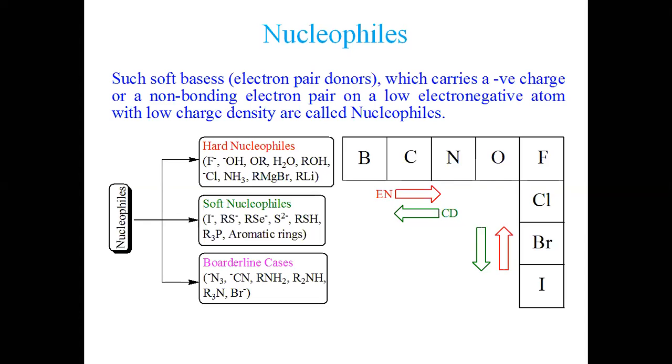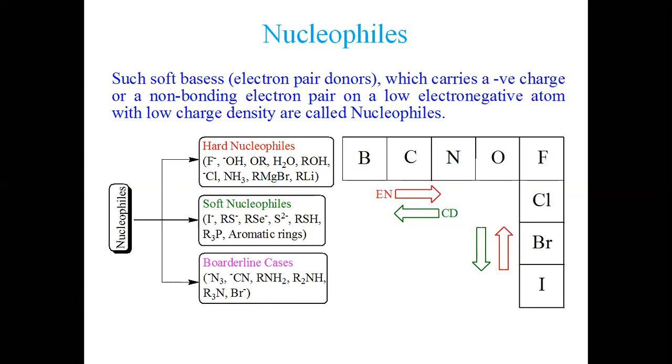Such a base, meaning an electron pair donor, meaning a Lewis base which carries a negative charge or a non-bonding electron pair on a low electronegative atom with low charge density, is called a nucleophile. So what is a nucleophile? Any entity which is an electron pair donor. And what can the electron pair be? It may be a charged electron pair or a non-bonding electron pair, just like a non-bonding electron pair present on nitrogen. So that shall be a non-bonding electron pair.